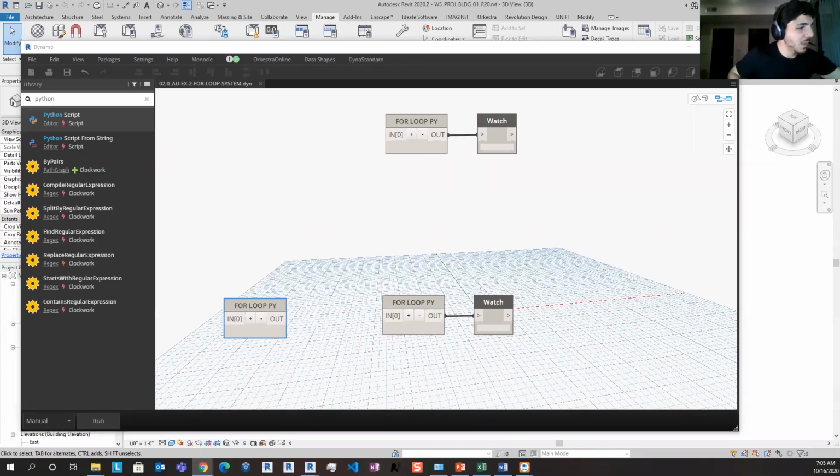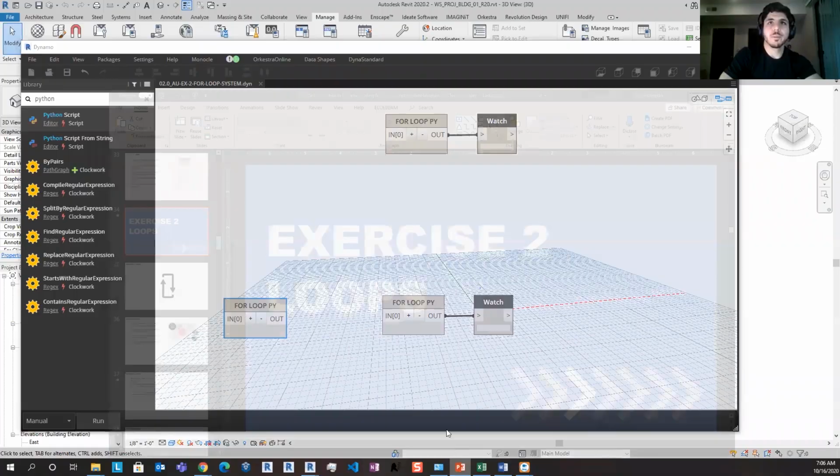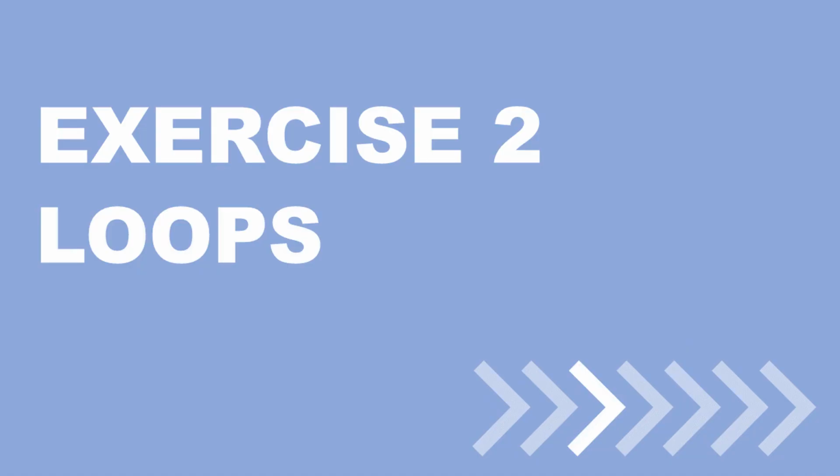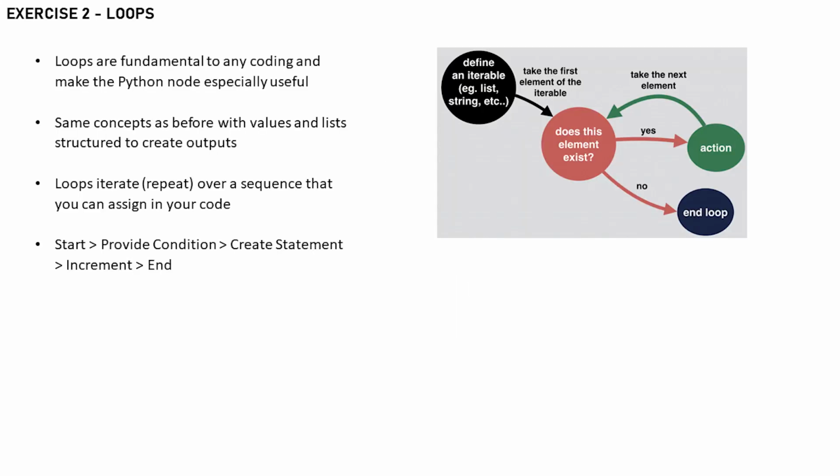All right, let's continue. The next thing I want to show here is looping. Looping is the level up from creating lists because it can create lists for you faster. Just a refresher for people who aren't familiar with loops, they're fundamental in any coding language. You'll see this just about anywhere. Same concepts with values and lists that are structured to create outputs. But the difference with a loop is you can create a statement that just iterates over a sequence until you're done with the sequence or something happens that you have to move on.